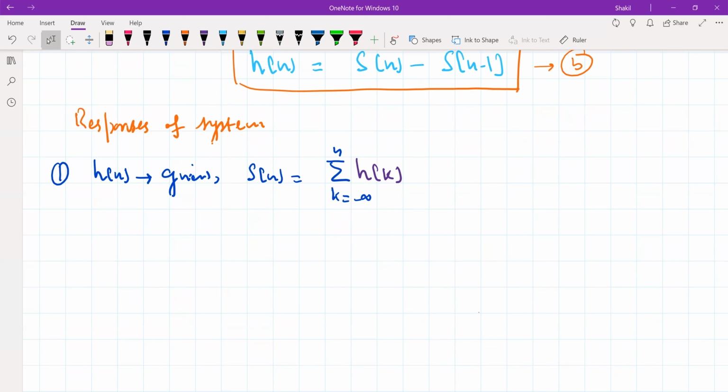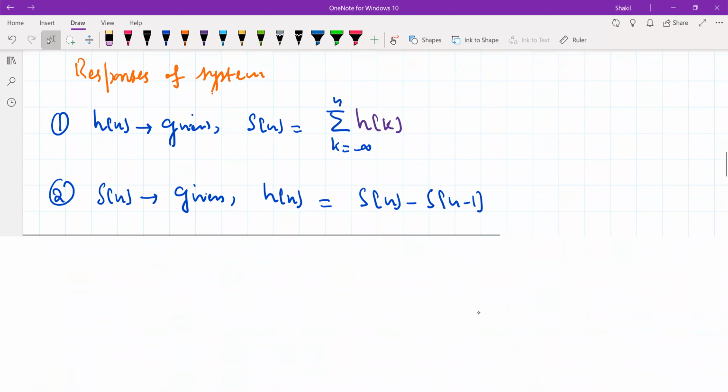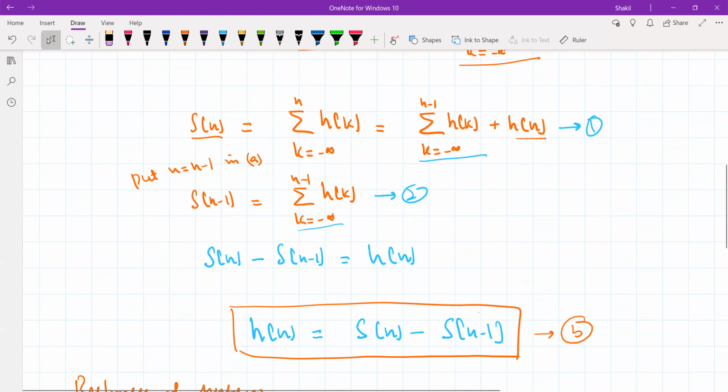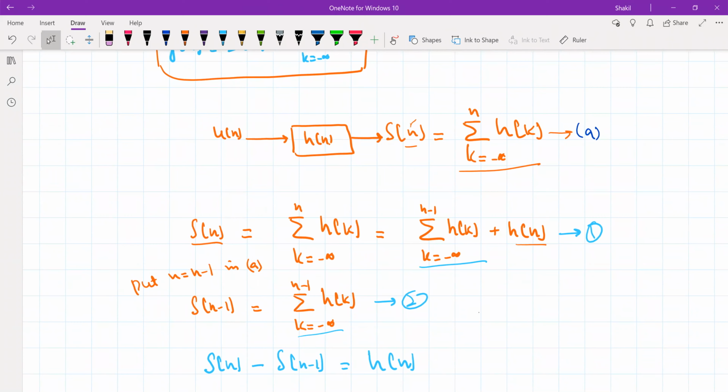Same way, if the step response is given, then the impulse response can be calculated like this, just subtracting the current and previous value of this step response. So this is how we calculate the step response and impulse response of a system based on which is given. All right, so our main topic was actually this. This is how you calculate the step response of the system whose impulse response is given.